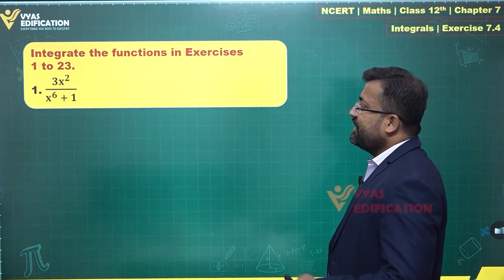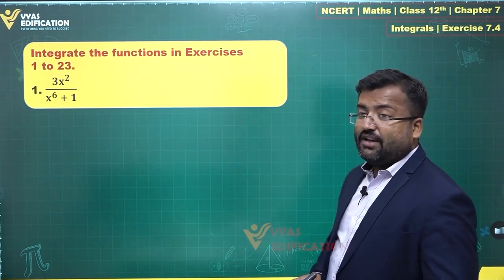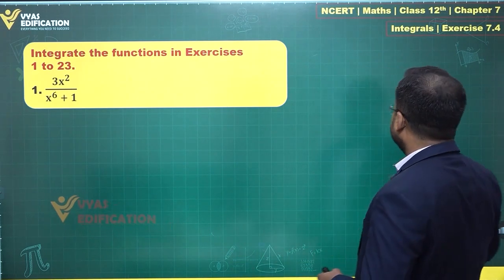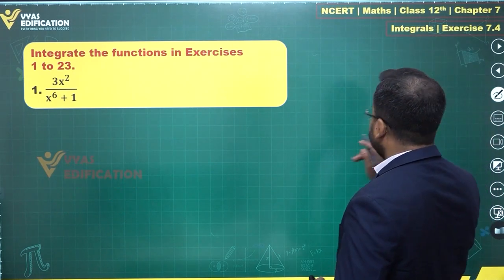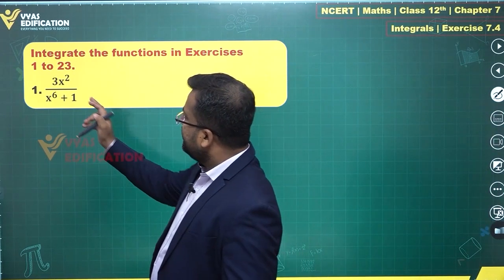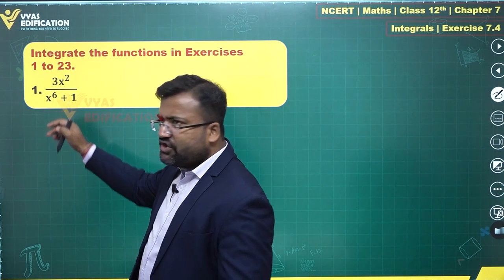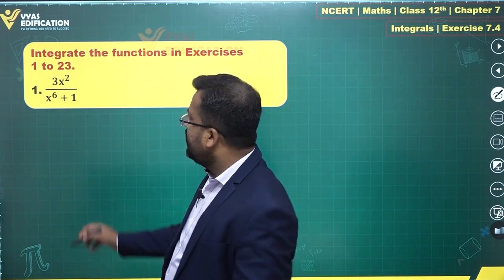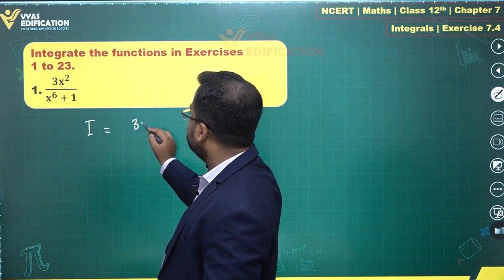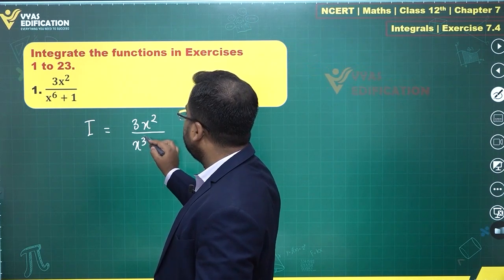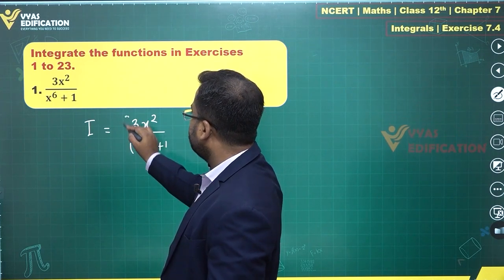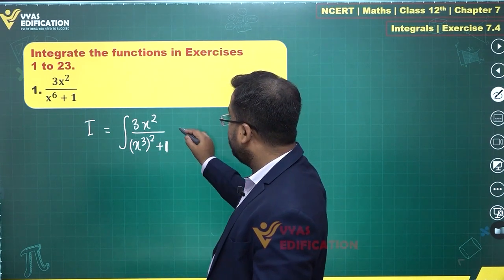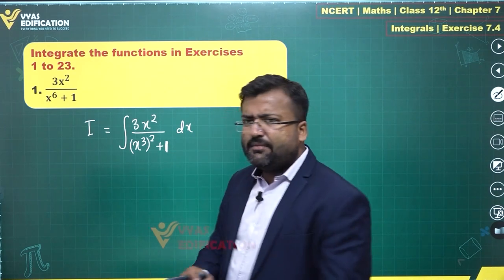So let's begin the first question, which says, okay, you have 3x square over x power 6 plus 1. Now this is not a direct question, but this is an indirect one, and the first thing that you can observe over here is, okay, this is x square, which is actually the derivative of x power 3. So I observe that I have 3x square over x power 3 square plus 1, because I am interested in a quadratic in the denominator, right? A quadratic in the denominator can be solved easily.